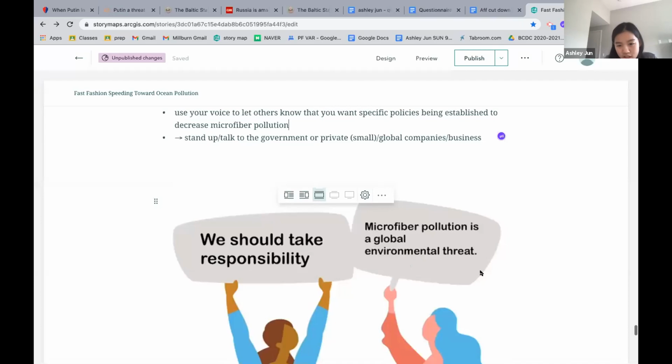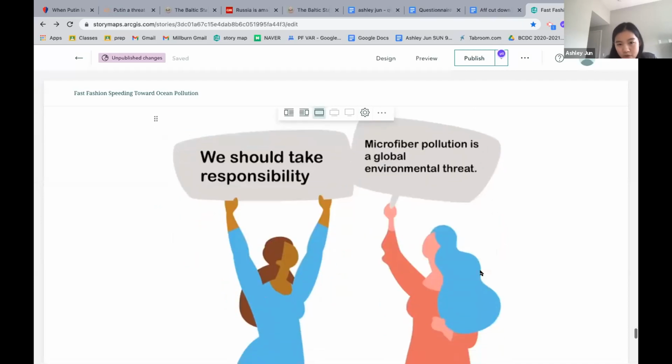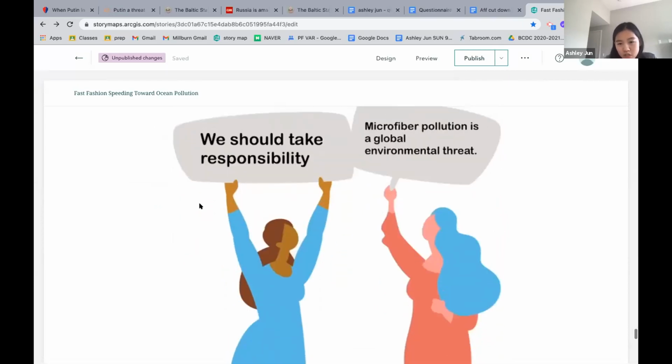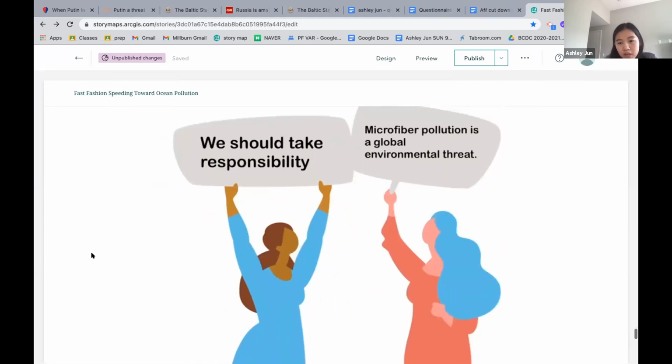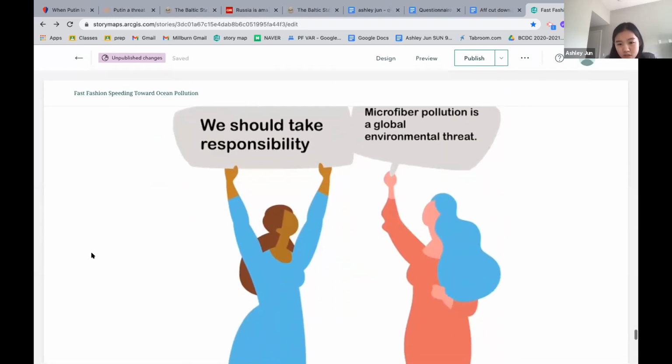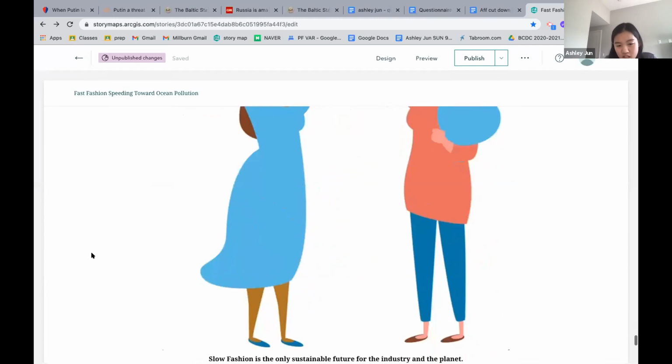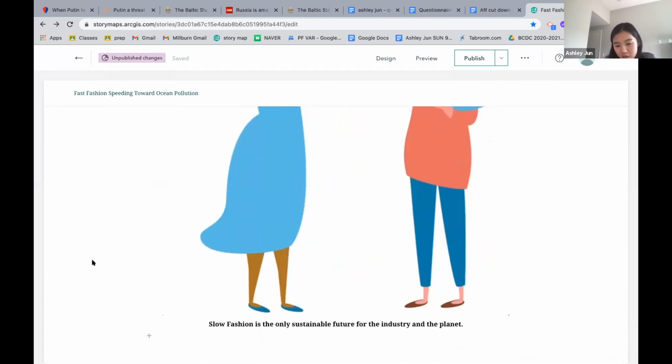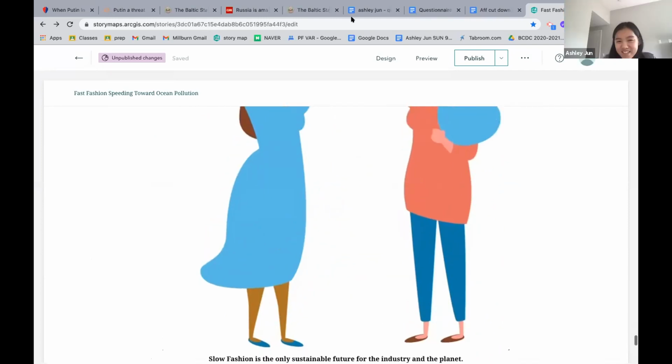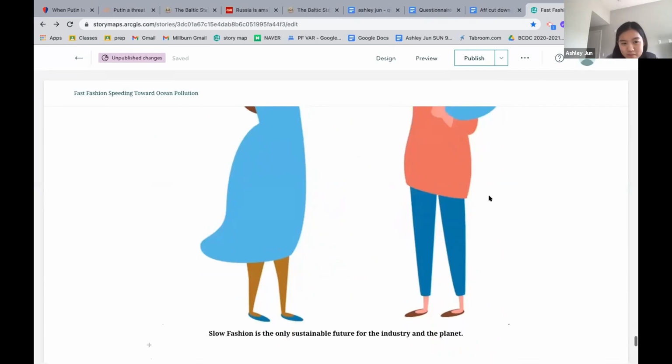And I would like to end this StoryMap presentation with a note that we should all take responsibility, because microfiber pollution is a global environmental threat, as well as saying that slow fashion is the only sustainable future for the industry and the planet. So yeah, that's the end of my StoryMap.